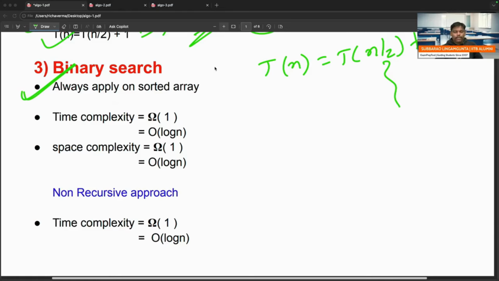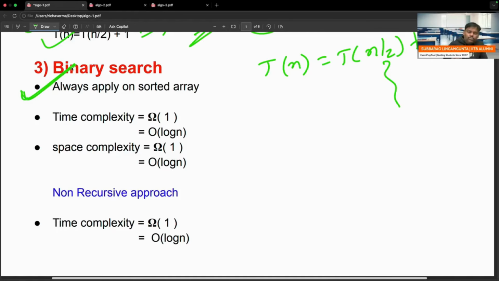Can we go to binary search? Yeah, let's start now. Binary search algorithm, right? Binary search algorithm is applicable only on a sorted array. Binary search is possible only on a sorted array, directly or indirectly.